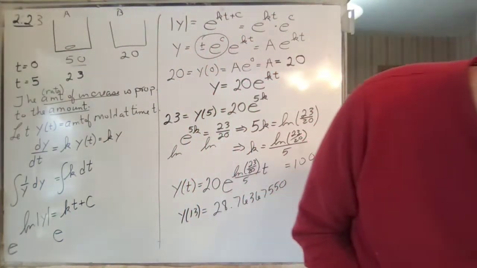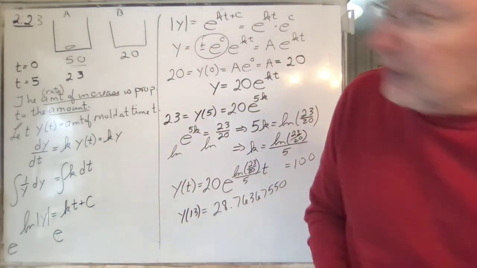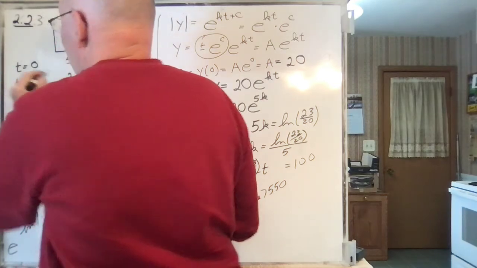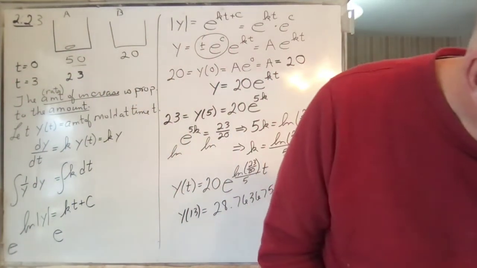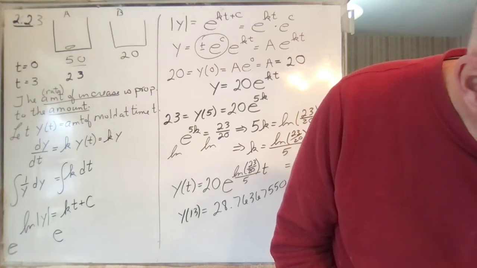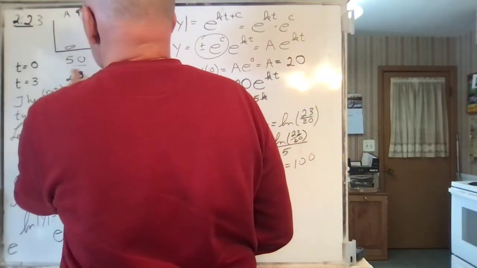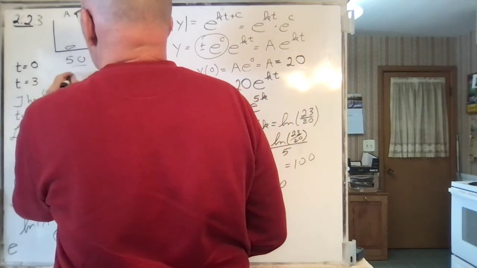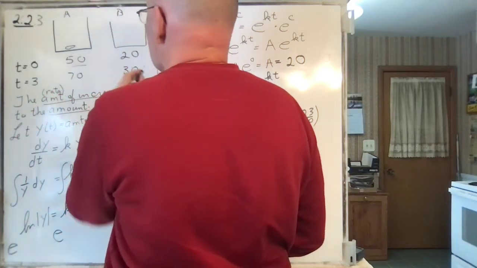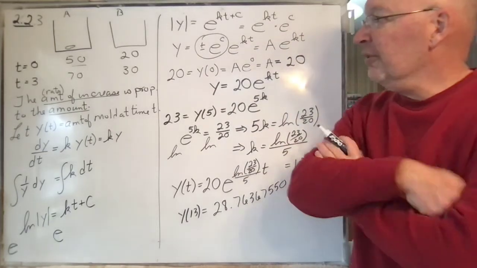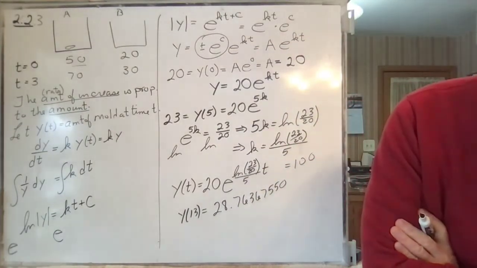Okay, and then what are we told? At 3 o'clock, so at time equal to 3, if we're measuring in hours, there's 70 and 30. So now there's 70 in here, and there's 30 in here. So you've got two different kinds of bacteria, and what's the question?